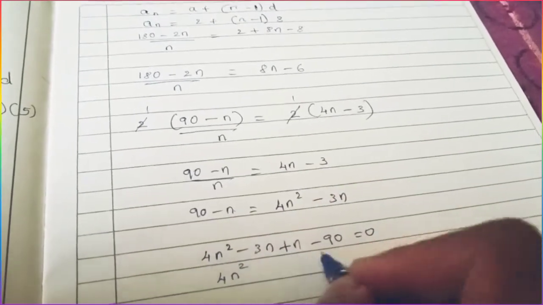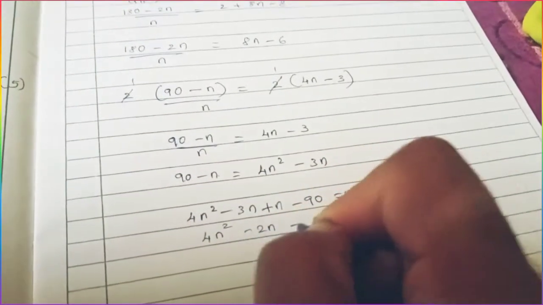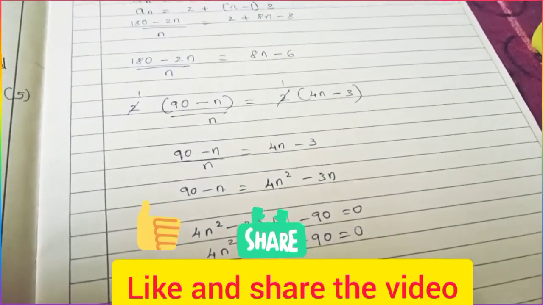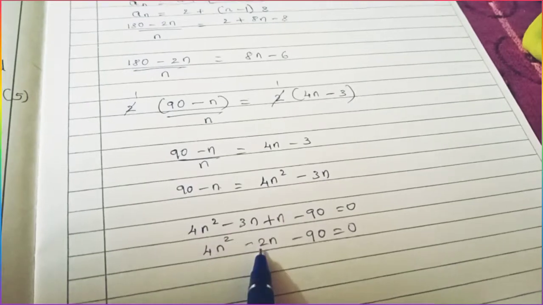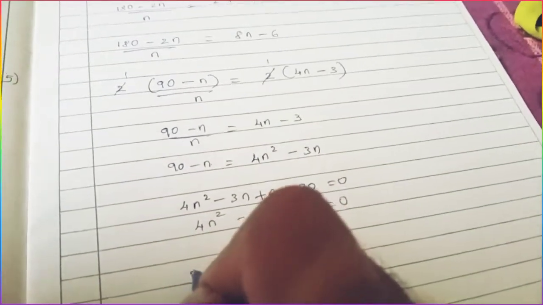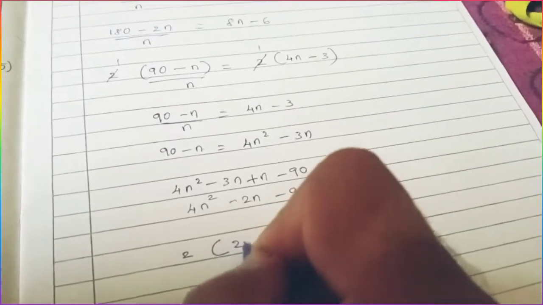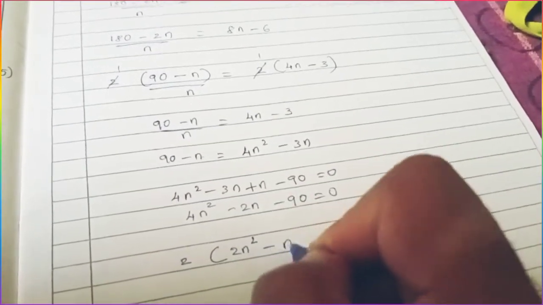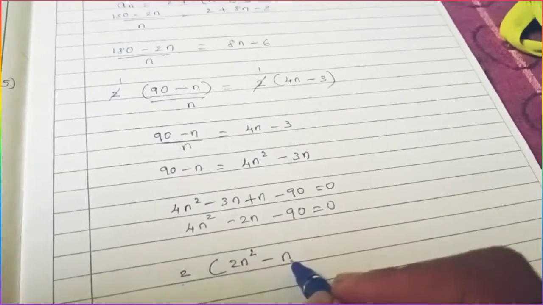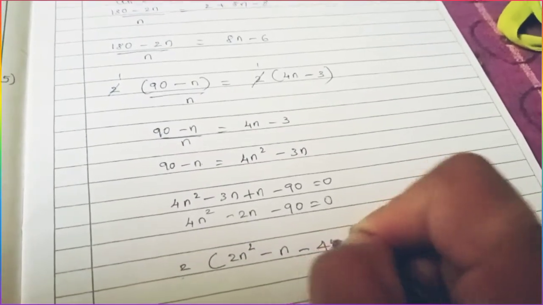4n square minus 3n plus n is minus 2n minus 90 equals 0. So 4 to 90, I can take once again 2 as the common factor. If I take out 2 as the common factor, 2 into 2 is 4 minus 2 into 1 is 2. 2 into 2 is 4 into n is 4n square. 2 into n is 2n minus 2 into 45 is 90.